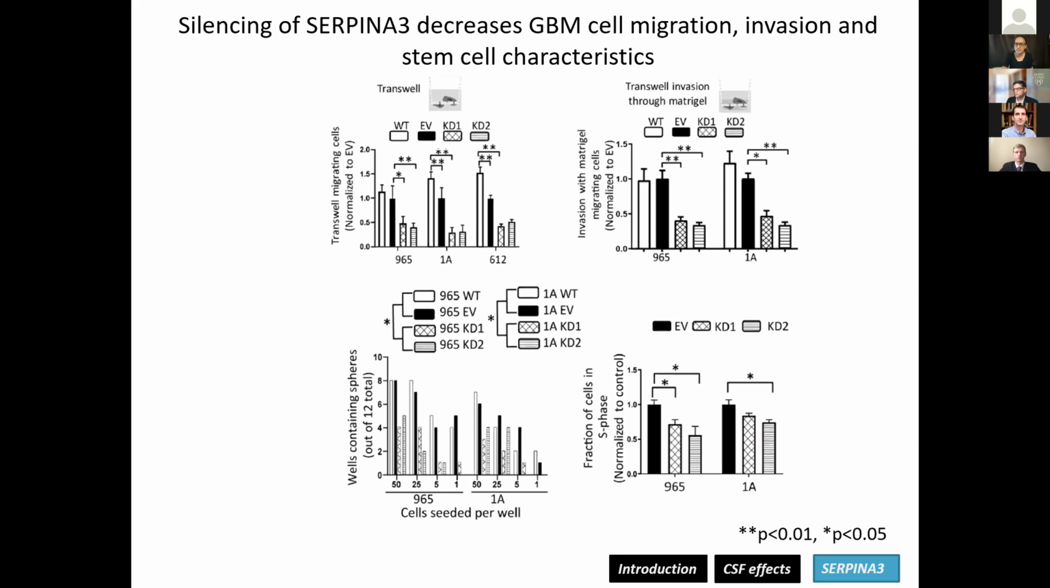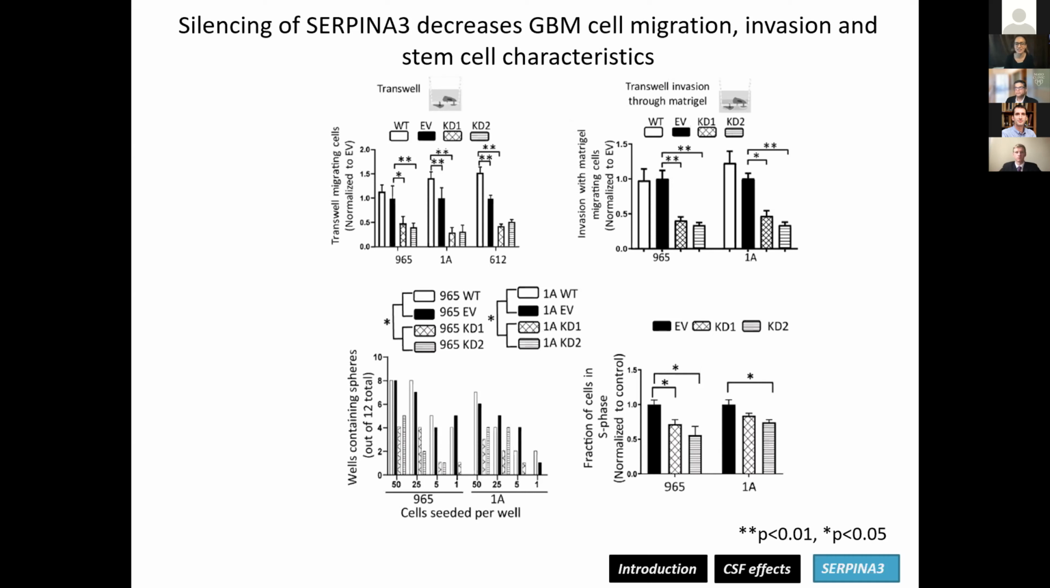As you can see in the first graph on the upper left, after knocking down SERPINA3, the cancer cells are not able to migrate as much as the control. We also decreased the same capacity for invasion. They are not able to degrade extracellular matrix to move from one place to another.